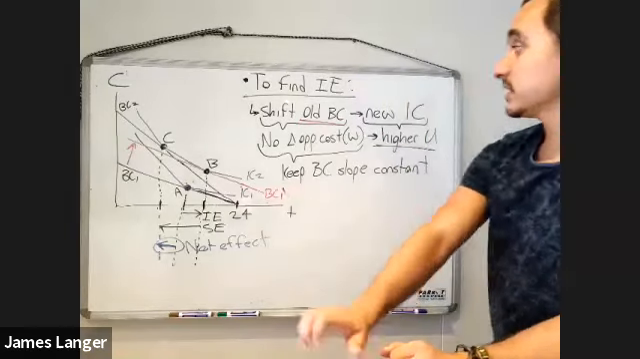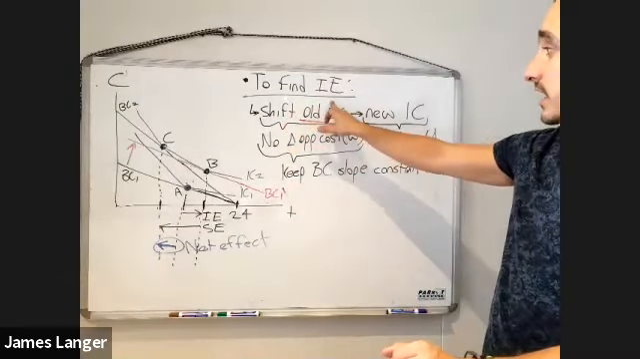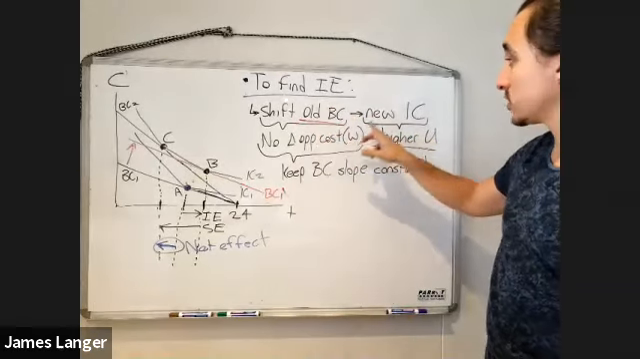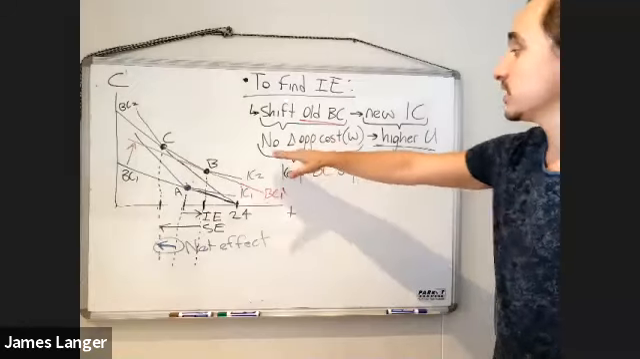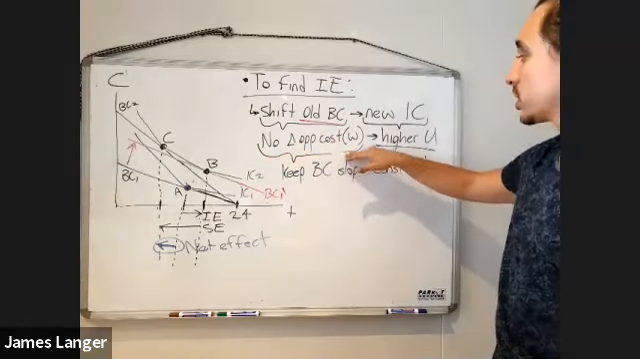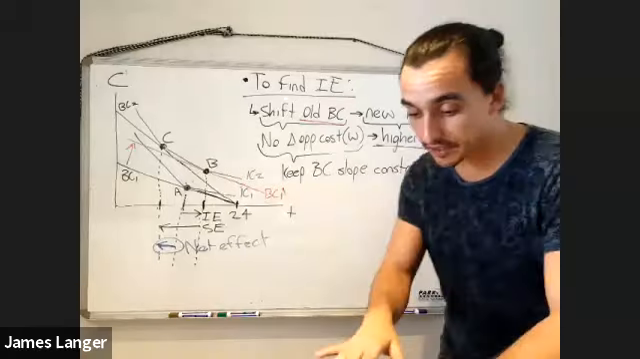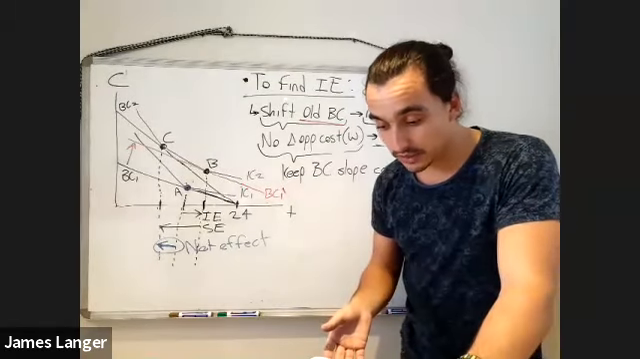So the main thing to understand is, to find the income effect, we shift the old budget line to touch the new indifference curve so that there's no change in opportunity cost, but we can still see the higher utility. All right? That is how we're able to do this.